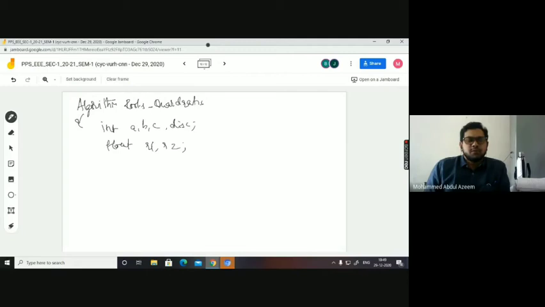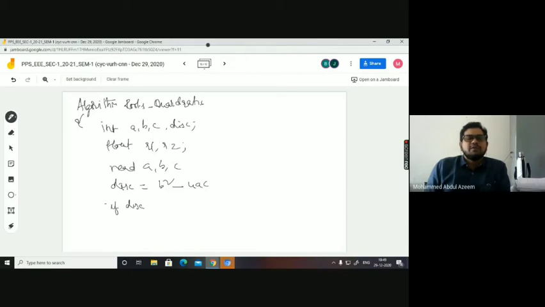Then what do you do? You read A, B, C, right? Then you will calculate the discriminant first. Disc equal to B square minus 4AC. This is algorithm, so I need not follow the language notations or the syntax. I can use some simple mnemonic codes or English kind. So I'm just writing disc equal to B square minus 4AC. Then I will check the disc. I need not give the parentheses also. In algorithm, you need not follow syntax.